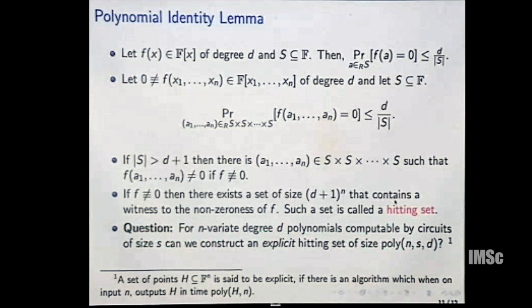Since we are talking about polynomials, we can also assume that they all have small representations. Okay? So these are all computed by circuits of small size, say size s. Can we construct a hitting set whose size is polynomial in n, s, and d?